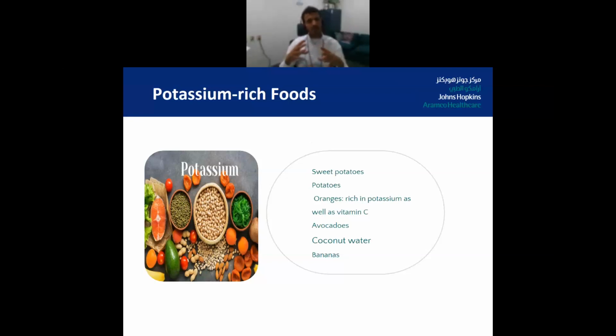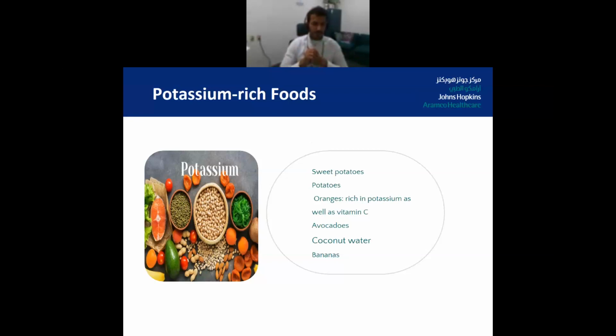And where we can find potassium, we've come up with some of the fruits and vegetables that are high in potassium, such as sweet potatoes and oranges. Oranges are rich in potassium, as well as vitamin C. And avocado is also healthy, and coconut water and bananas. So we should consume more of that.